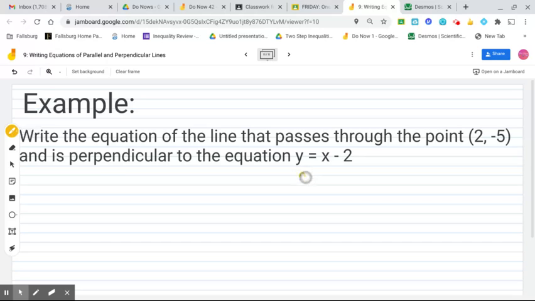So let's first identify our slope here. Our slope is whatever is being multiplied by x. Since there's no number in front of it, there's really a 1. So our slope is 1 of the given line.